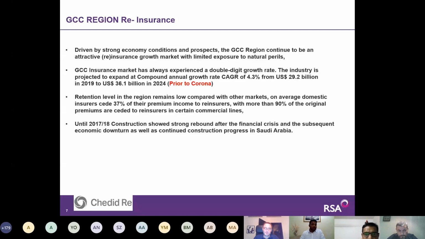However, just to tell you in general lines, the average retention ratio of general lines business in KSA, excluding motor and health, is around 32% in 2018. When we compare it with 2017, it was almost steady at 32% in 2017 as well. But in 2016, it was 33% in general lines, and 2019 data is not yet available to compare with 2018. So until 2017-2018, construction showed a strong rebound after the financial crisis and the subsequent economic downturn, as well as continued construction progress in Saudi Arabia.